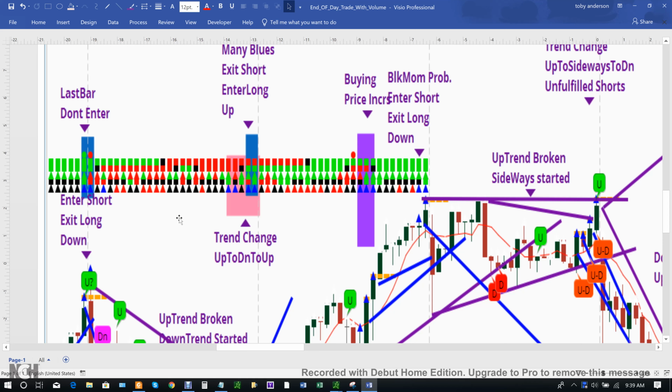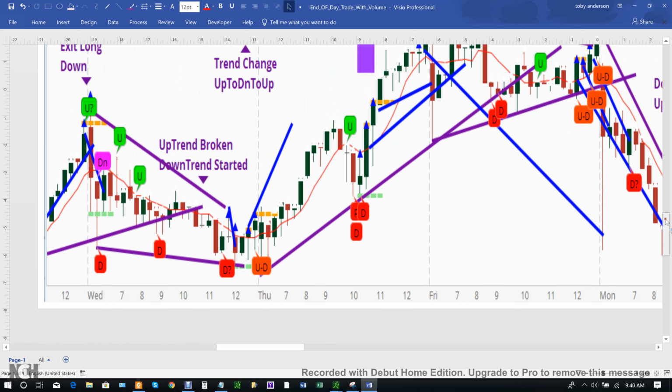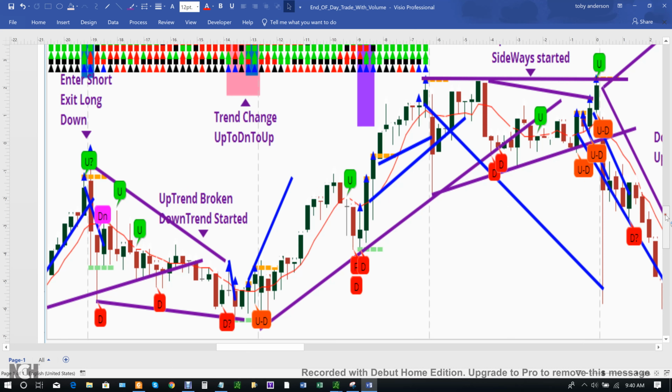For end of day trading, I had to move to 15-minute candles. 1 minute candles and 5 minute candles were just too short to analyze. When you're looking at swing trading or end of day trading, you basically have to see the bigger picture.